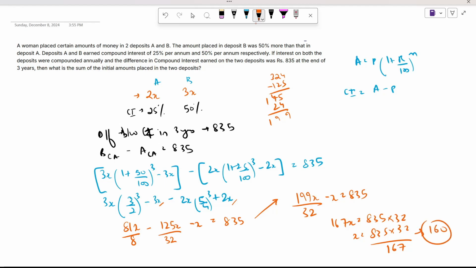Now what was needed to be calculated? The sum of the initial amounts deposited. So that is 2x plus 3x, that is 5 into x, that is 5 into 160, that comes out to be 800. So 800 is the correct answer for this question.